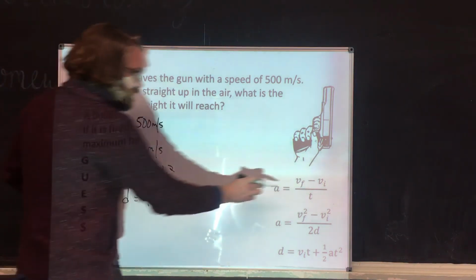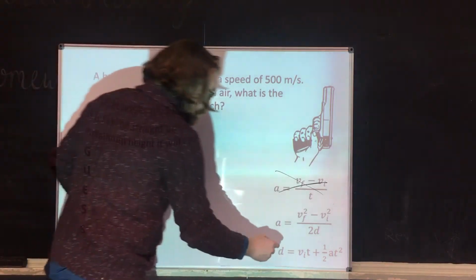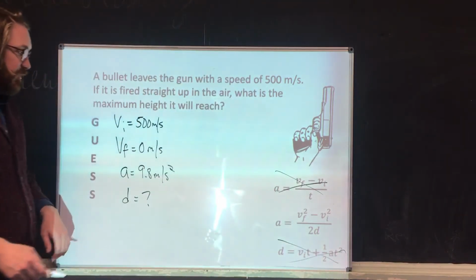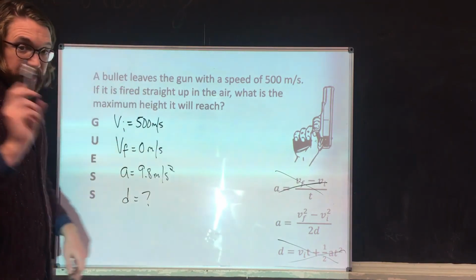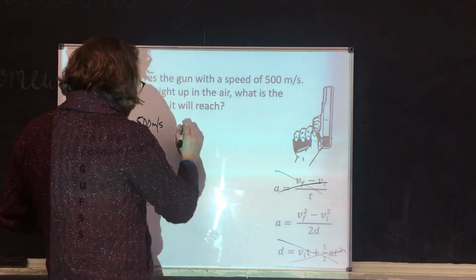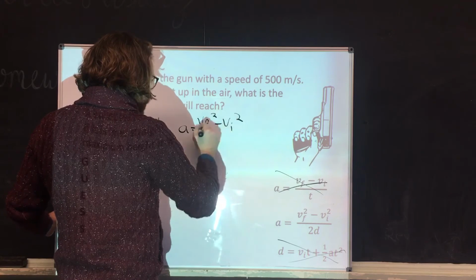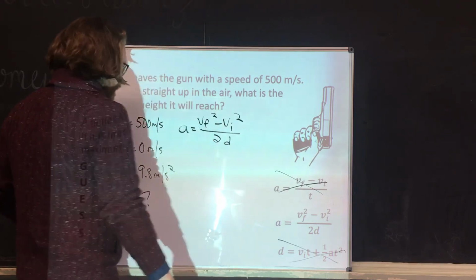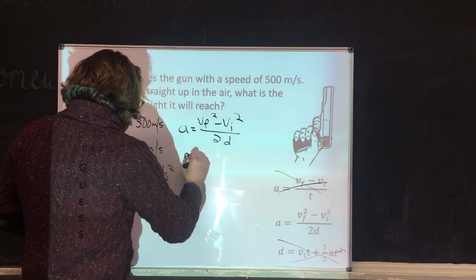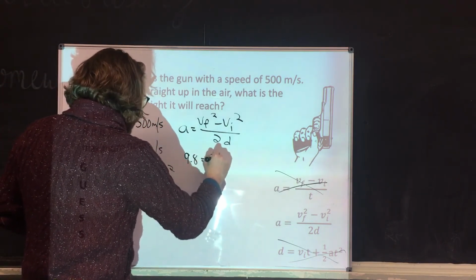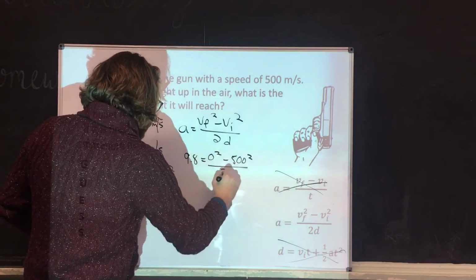So again, we can't use number 1. There's no distance. And unfortunately, we can't use number 3, which is the one I like, because we don't know the time. So we got to use number 2. All right? So this one, you got to make sure that you write it down and do all the steps here. So acceleration equals final velocity squared minus initial velocity squared divided by 2 times the distance. All right? Plug your numbers in. 9.8 equals 0 squared minus 500 squared divided by 2 times the distance.